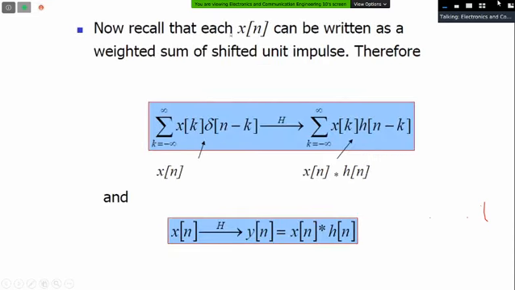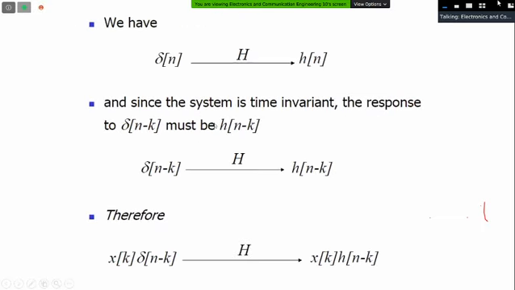And now recall that each x[n] can be written as a summation of the weighted impulses, k going from minus infinity to infinity. So I can write this. If this is my input, you see how we have tried to derive the convolution formula, right? We know that if you hit the system with a delta function, you get the impulse response. We represent it by h[n].